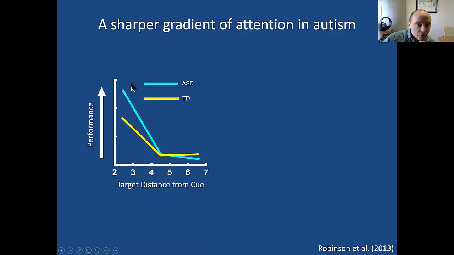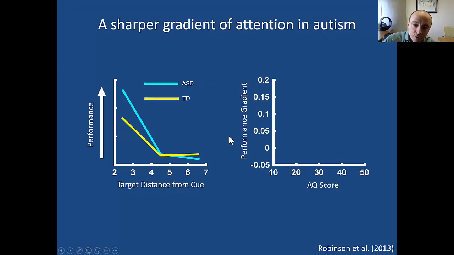And so the authors interpreted the result as a sharper gradient of attention in autism. And this didn't seem to just reflect group differences, but individual differences. So you could calculate that performance gradient, how steep this fall off is, both for the group or for individuals. And you can plot that as a function of some measure of autism symptomatology severity. In this case, they used AQ, autism quotient, which is a simple metric from the Baron-Cohen lab. And so larger values reflect greater autism severity.